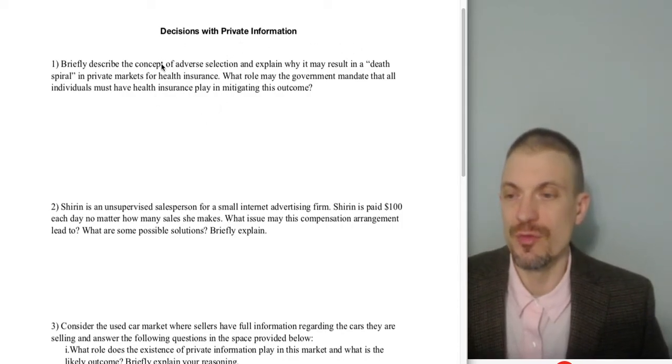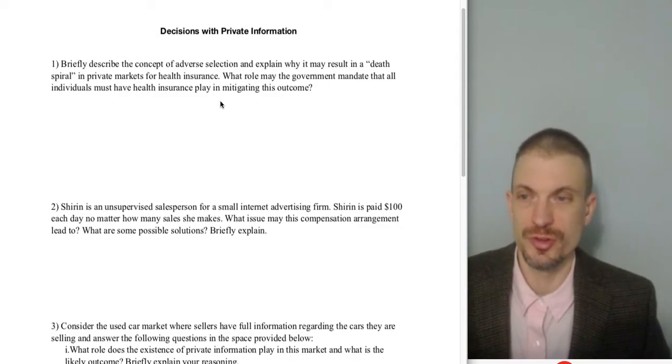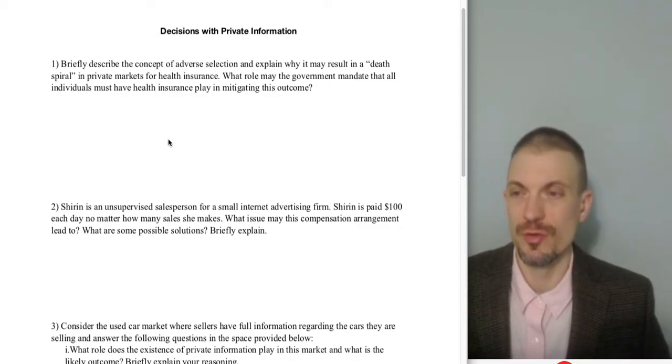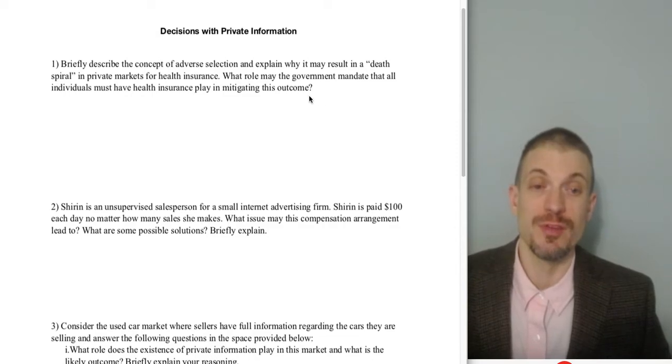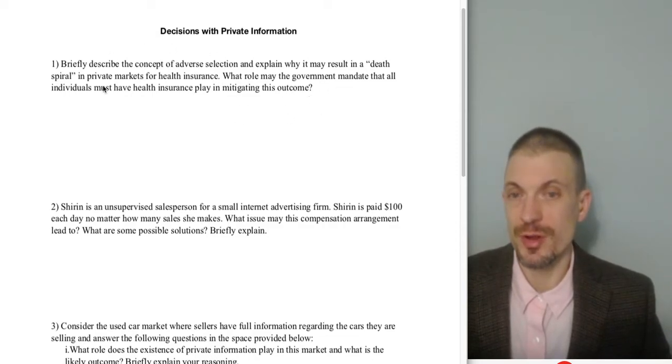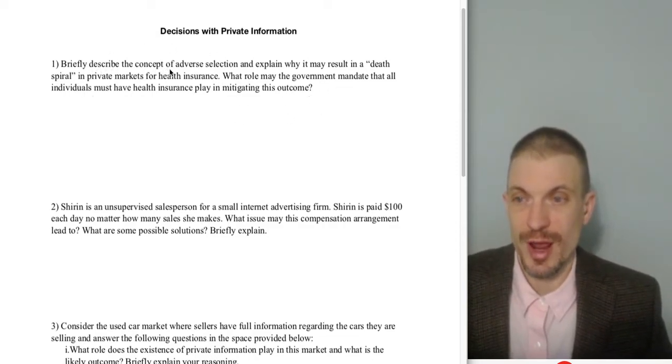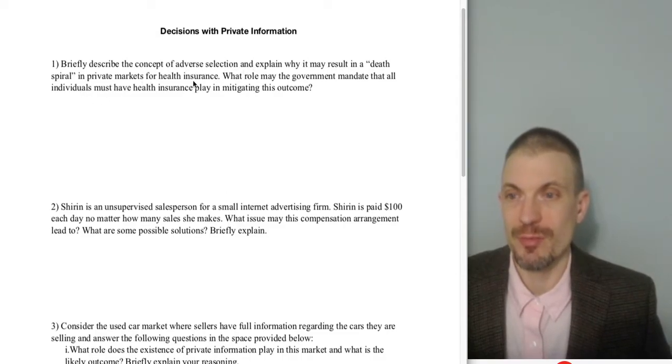I'll go over each of the exercises, then I'll walk through the solution. First I'll just show this entire sheet and then I'll go over the solution, so that gives you the opportunity to stop the video and work through it on your own. First, briefly describe the concept of adverse selection. Explain why it may result in a death spiral in private markets for health insurance.